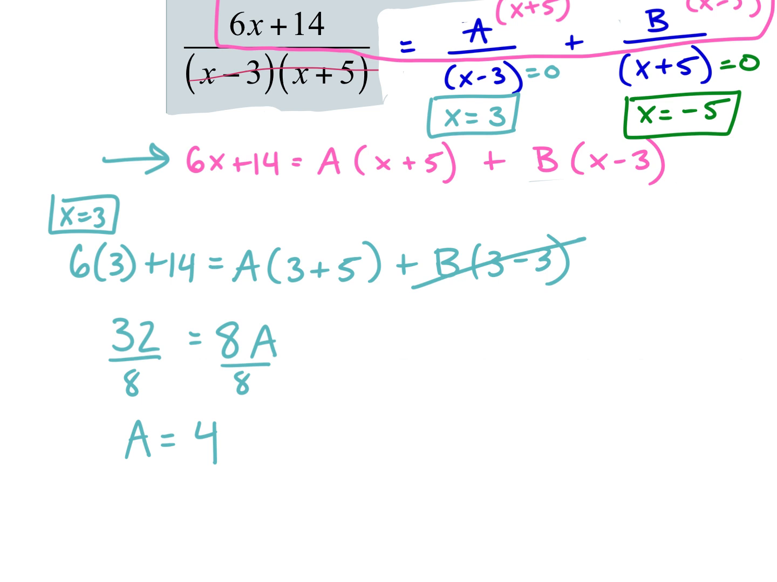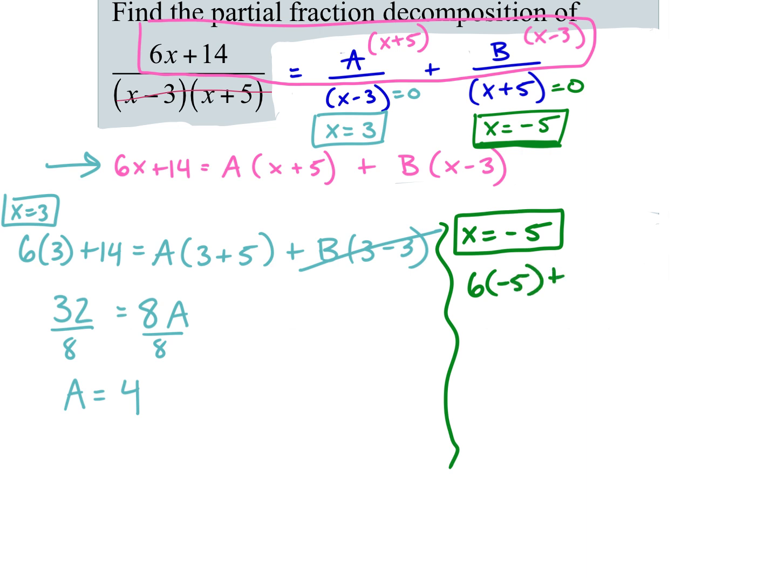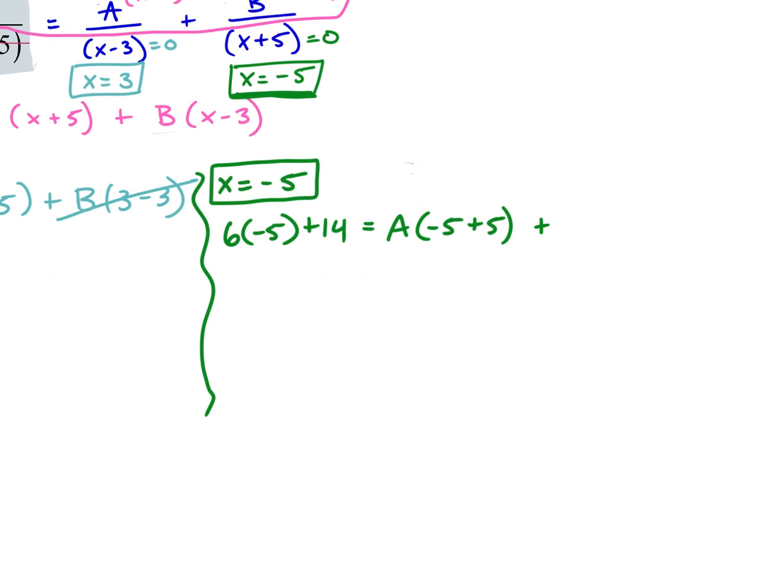Perfect. So we found A. We're going to do the same thing to find B. So next, what am I going to plug into X? -5. Awesome. So we're going to plug in -5 into our X because that was the second value we said that will make our denominator 0. So when we plug in -5, we have 6 times -5 plus 14 is equal to A times -5 plus 5 plus B times -5 minus 3.